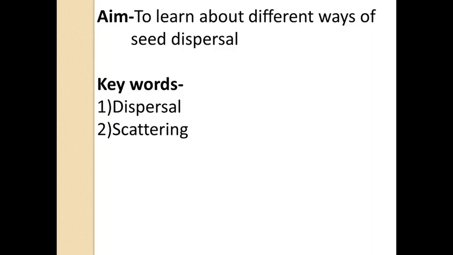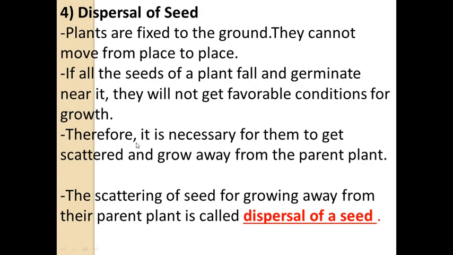In session 3 we have learned about seed dispersal. See the aim: to learn about different ways of seed dispersal. The keywords are dispersal and scattering. First we have learned the definition of dispersal of seed. So you can see here, plants are fixed to the ground. They cannot move from place to place, as we are walking, but plants cannot.